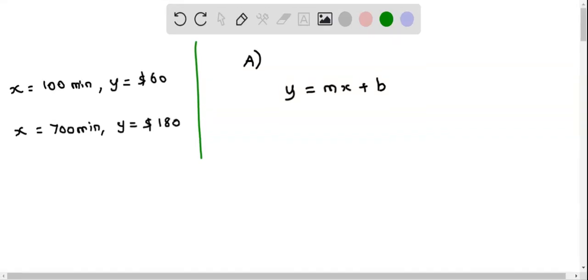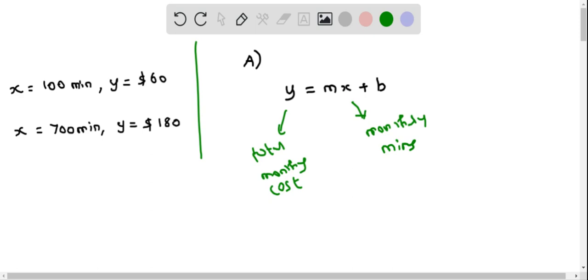We now write an equation for y in the form of y equals mx plus b, where y represents the total monthly cost and x represents the monthly minutes. We are also given these two pieces of information. That is, when the monthly minutes is about 100 minutes, the total monthly cost is $60. And also when the monthly minutes is 700 minutes, the total monthly cost is $180.